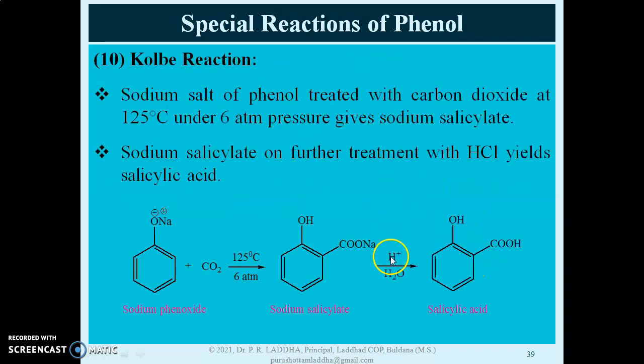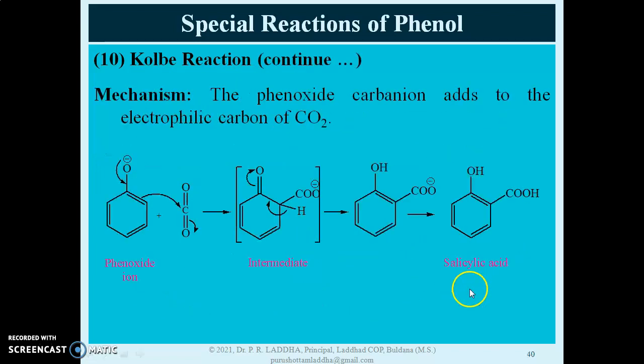This is the Reimer-Tiemann reaction. In the Kolbe reaction, the sodium salt of phenol is treated with carbon dioxide at 125 degrees Celsius and 6 atmospheric pressure, so that will give us sodium salicylate. On further treatment of that sodium salicylate with HCl, it gives salicylic acid. This is the mechanism of how the Kolbe reaction takes place. The phenoxide ion attacks this carbon dioxide, this intermediate is generated, then that gives us this COO minus, and finally on acidification that will give us salicylic acid.